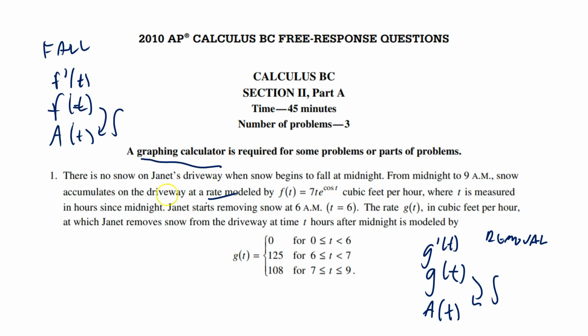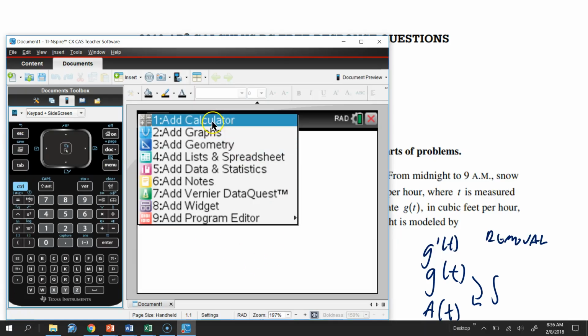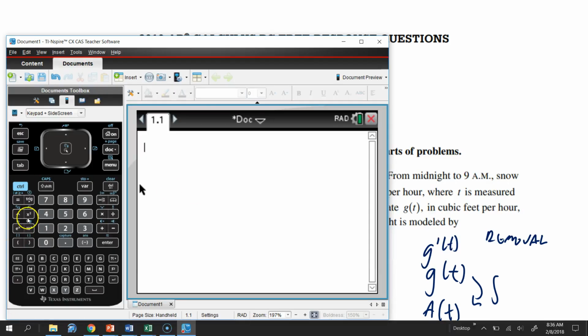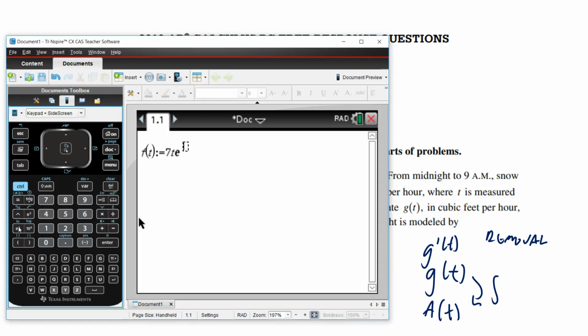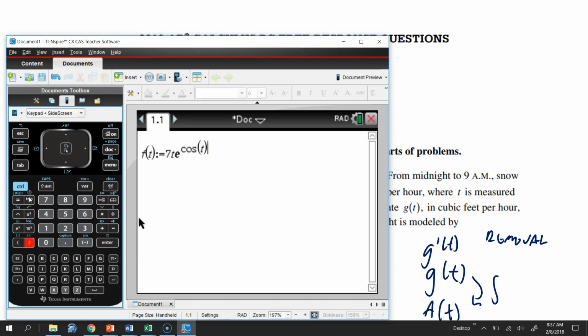So we're just going to grab our graphing calculator. I think I have mine ready to go here, hopefully. Yep. And what I'm going to do is define that function because we're probably going to be using it a fair amount. So what I'm going to do is f of t colon equals. Remember, colon equals is control, that's right next to the 9. And I'm going to do 7t and then e to a power over here next to the 1, e to the cosine. So trig cosine of t, close parentheses, hit enter. It's going to tell me it's done.